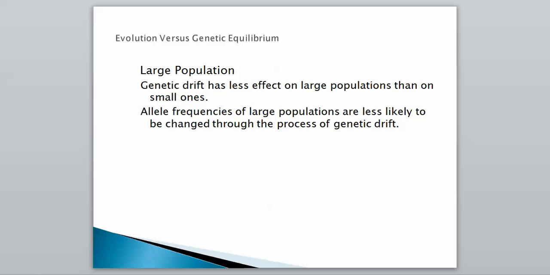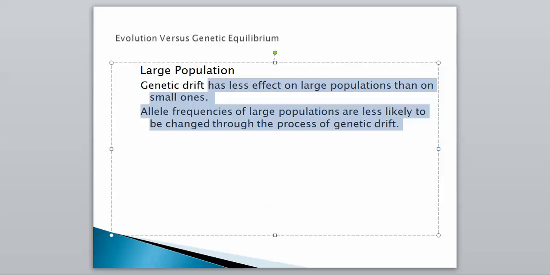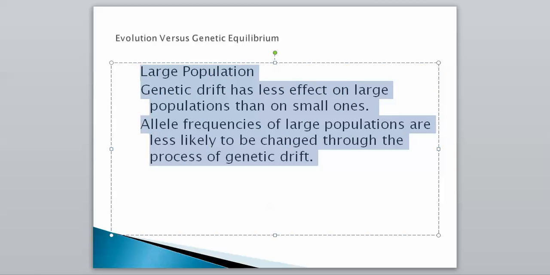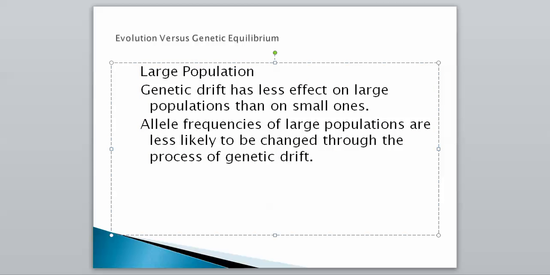And so a large population. Genetic drift has less effect on large populations than it does on small ones, and allele frequencies of large populations are less likely to be changed through the process of genetic drift. So it is possible for a population to be large enough where it could be hard to affect. So this is the one that can help maintain genetic equilibrium, is having a large population.